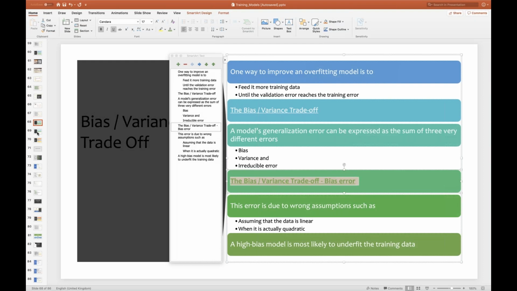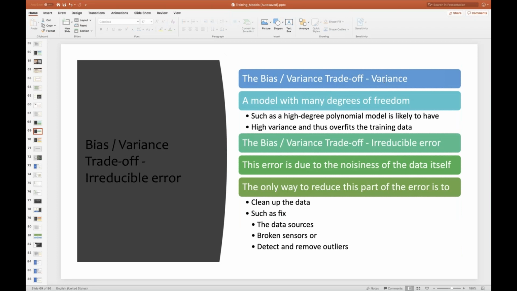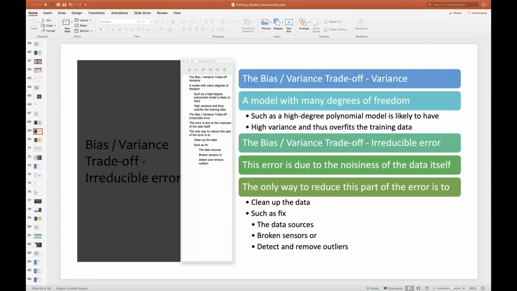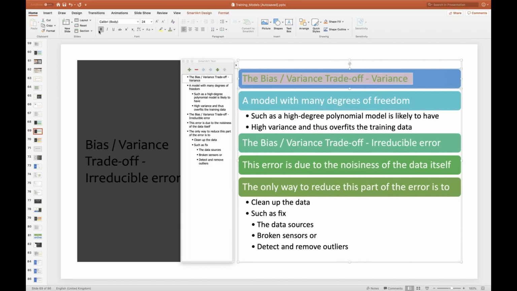Okay, here you're talking about bias-variance trade-off. Now let's understand what is variance. This is nothing but a model with many degrees of freedom. When I say many degrees of freedom, you have seen polynomial 300 degree, polynomial 10 degree, and linear regression. We compared three of them. When you take a high degree polynomial model, it is likely to have high variance and thus overfits the training data. Makes sense. Now let's understand the bias-variance trade-off: irreducible error.